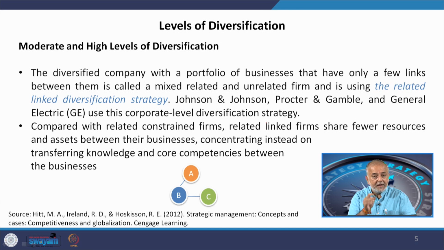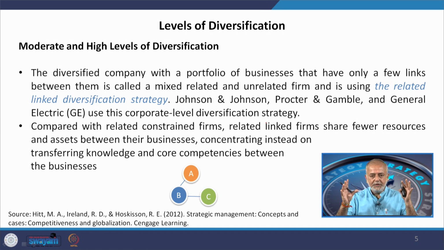Then the diversified company with a portfolio of businesses that have only a few links between them is called a mixed related and unrelated firm, and is using the related linked diversification strategy. Johnson & Johnson, Procter & Gamble, General Electric use these corporate level diversification strategies. You can go to their websites and you would realize that there is a chord which explains this kind of example. It is a very simple thing. We may go into elaboration. I have talked about that briefly also.